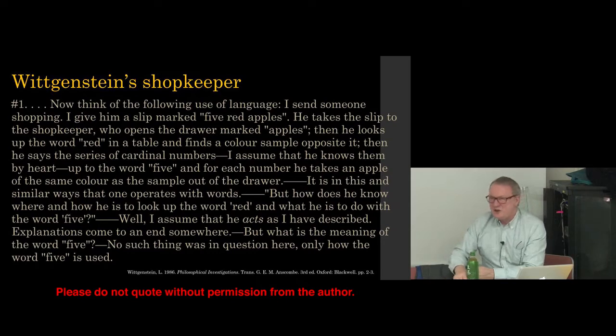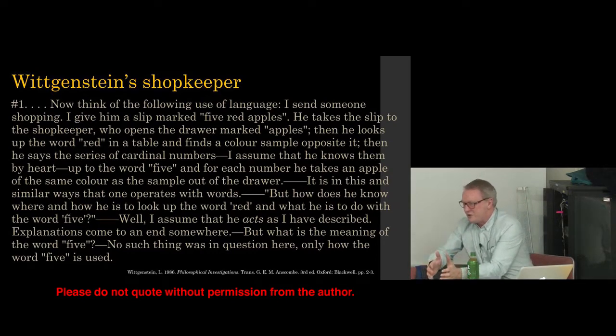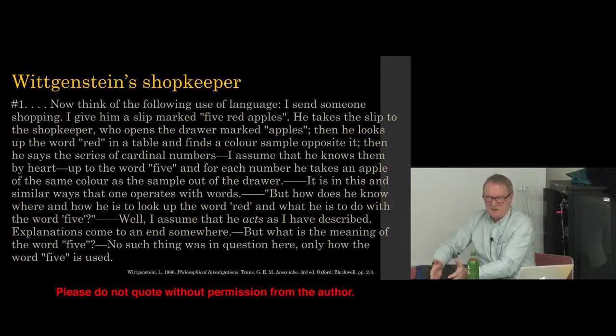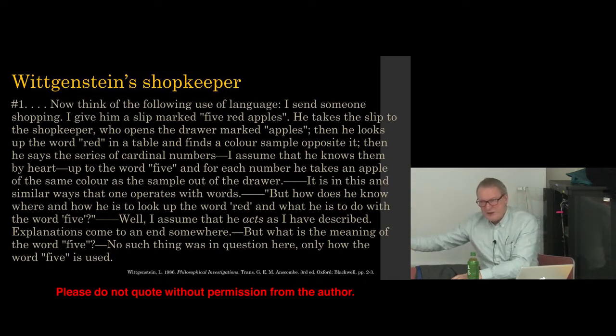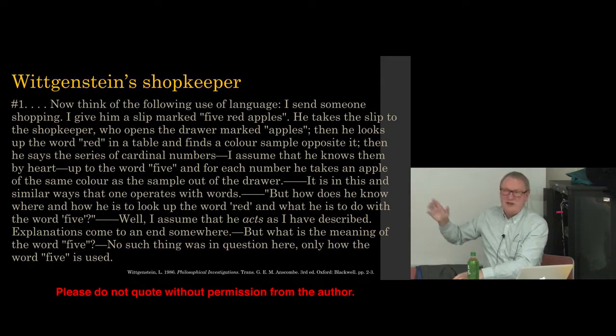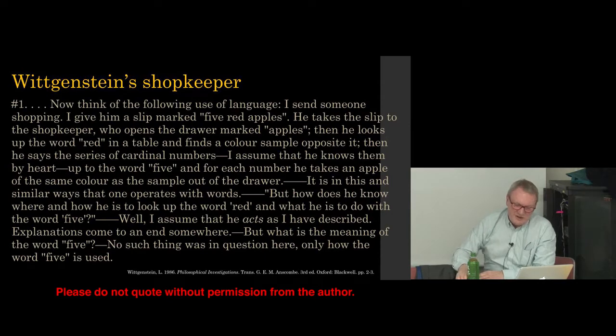And of course the shopkeeper does not really go to a drawer, go to a colour chart to check what red means. So there's something quite artificial. You could make a computer work like that. I imagine a computer would be programmed to check the word "red" against a colour sample and then the appearance of the red apple. You can imagine a computer functioning like this man.